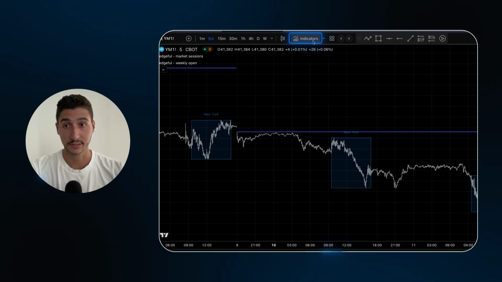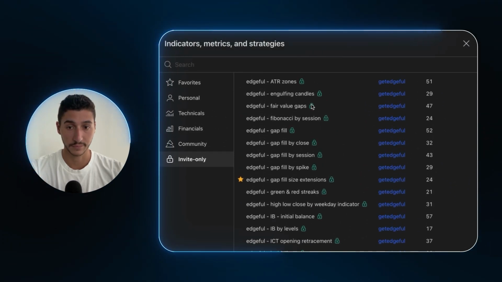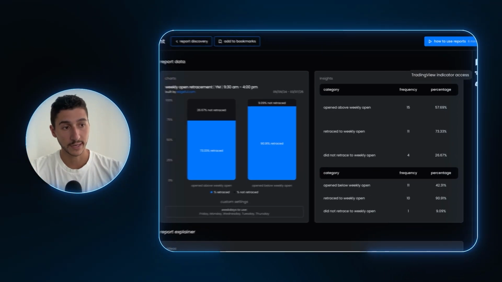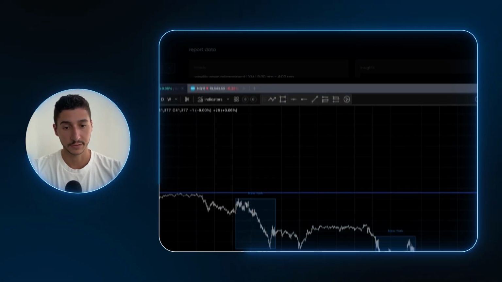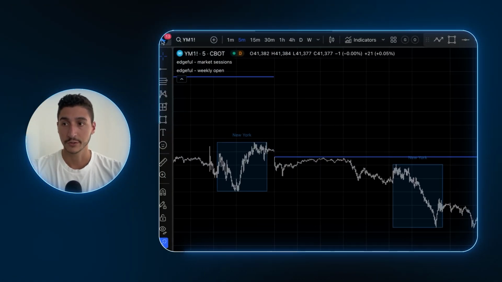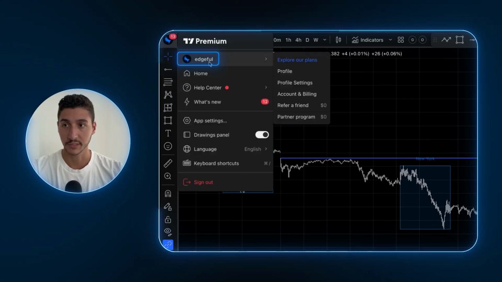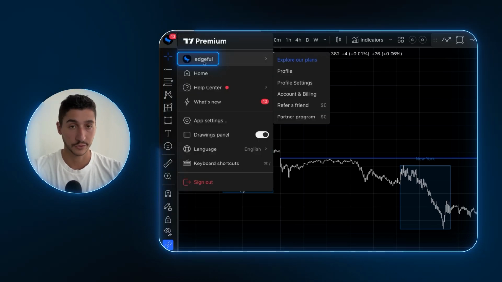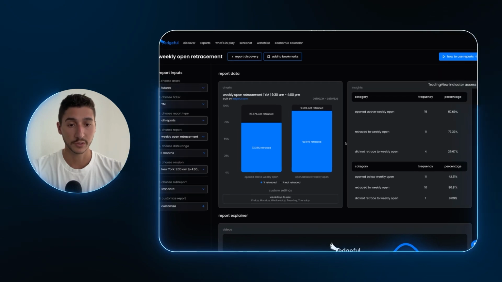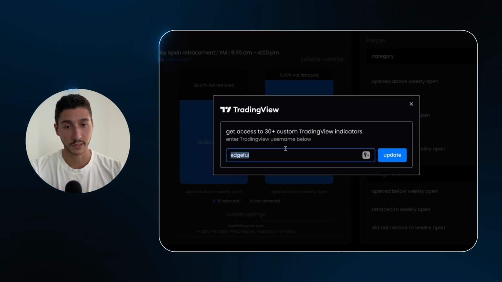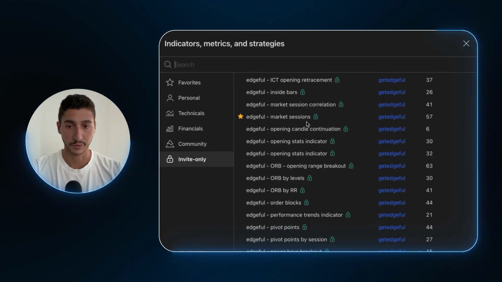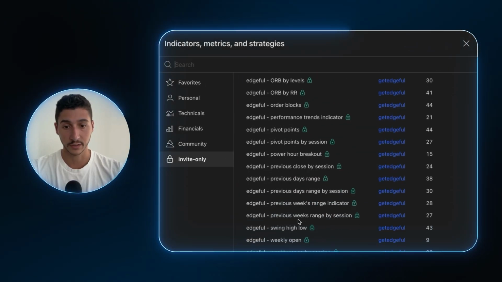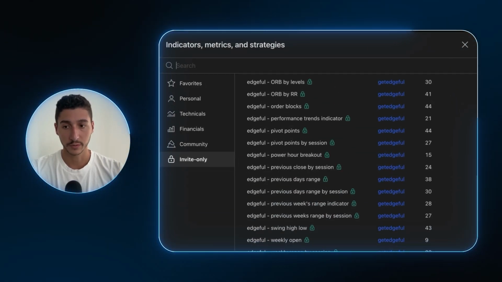If you want to get access to these indicators, we have over 35 of them. You can go to the right side of Edgeful, right over here, and then put your TradingView username in this area, and then you'll find your TradingView username by clicking this button up top. My username is Edgeful, yours will be whatever it is. Once you put that in this section over here, you're going to see in your indicators section the invite-only appear with all of the indicators. The one that we're using here is the weekly open.